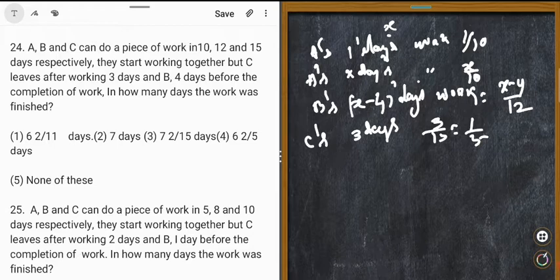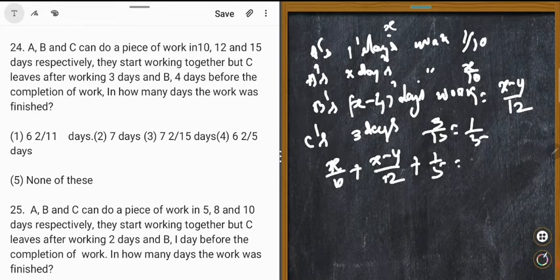So, as per the question, A's X days work, B's X minus 4 days work, and C's 3 days work is equal to 1 work. So let's make the equation. X upon 10 plus X minus 4 upon 12 plus 1 upon 5 is equal to 1. This implies, yes, the LCM is 60. 60 divided by 10 is equal to 6, so 6 into X.